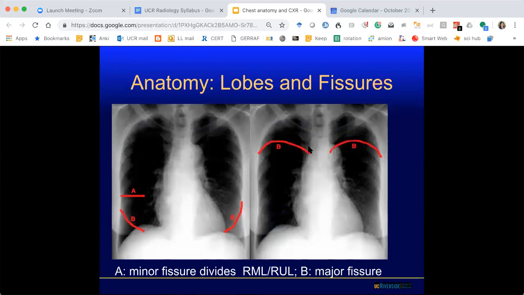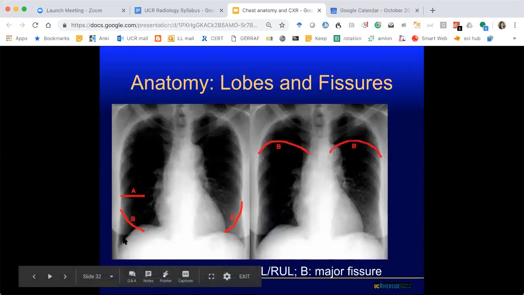So what separates the right upper from the right middle lobe on the right side? Which fissure? Minor or major? Major. It's the minor fissure. So the minor fissure separates the right upper from the right middle, and the major fissure separates the right upper from the right lower. Right. So the major separates the upper from the lower, and the minor separates the upper from the middle. And then on the left, we only have the oblique fissure.